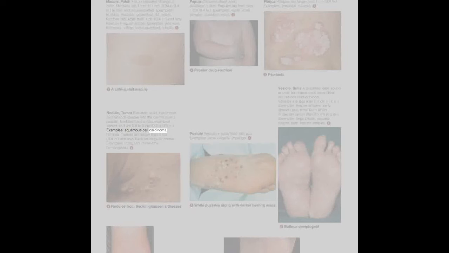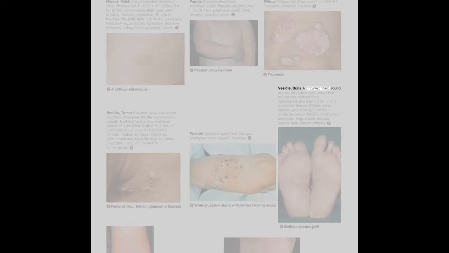Examples: squamous cell carcinoma, fibroma. Tumors are larger than 2 centimeters (0.8 inches) and may have an irregular border. Examples: malignant melanoma, hemangioma, nodules from Recklinghausen's disease. Pustule: vesicle or bulla filled with pus. Examples: acne vulgaris, impetigo.